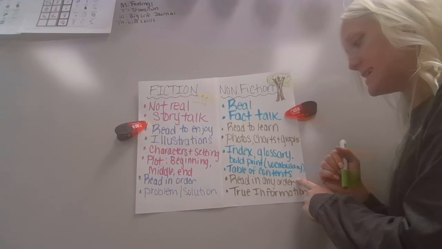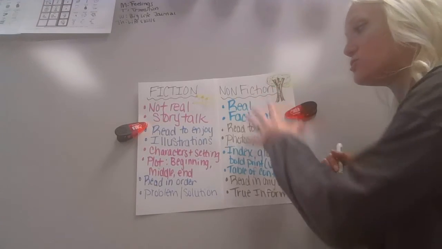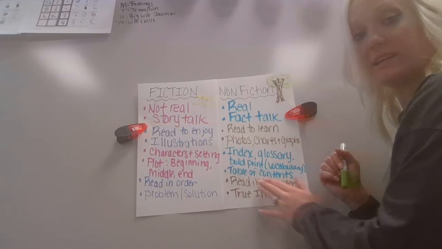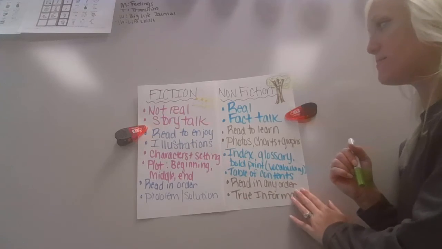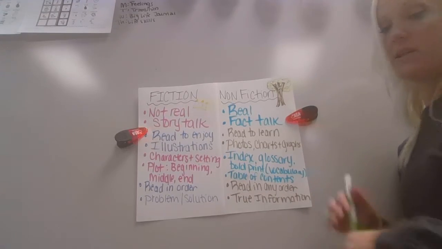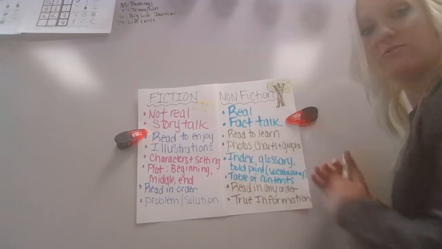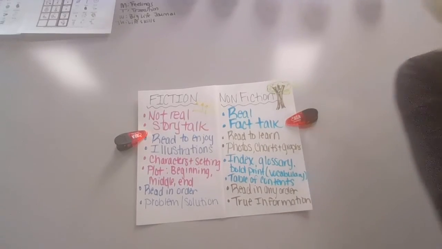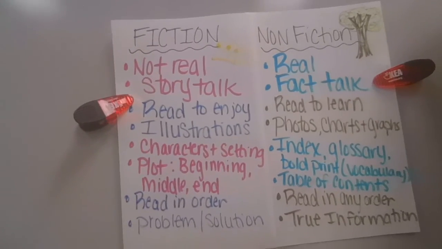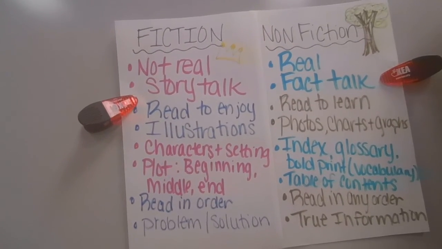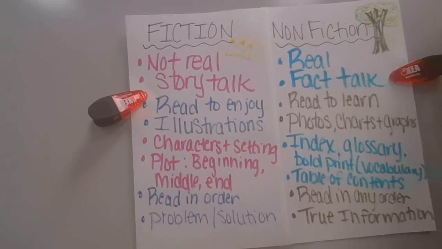There's a table of contents. So if it's not a story, that means we can read it in any order. And then it's true information. So fiction, nonfiction. Make sure you fill this chart out. And that will wrap up our lesson on fiction and nonfiction.